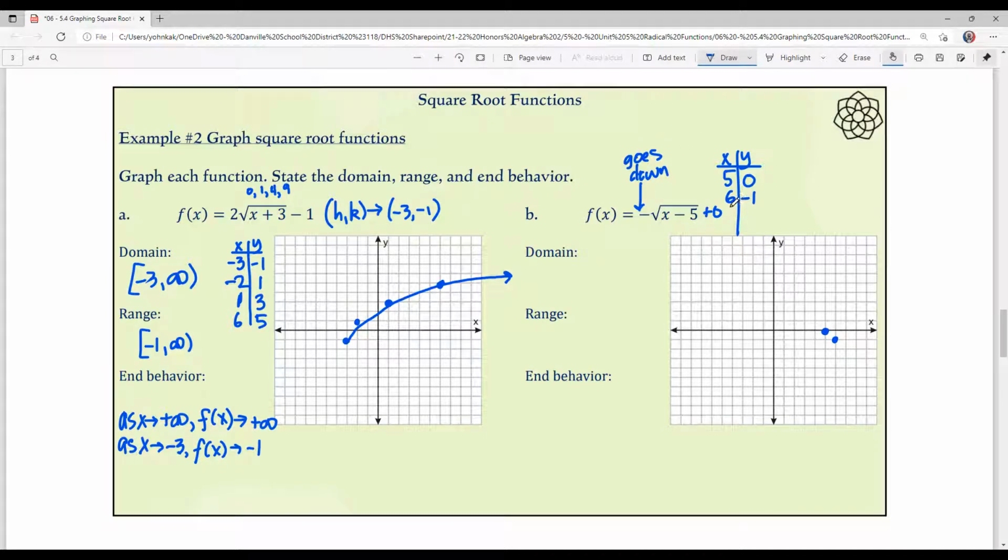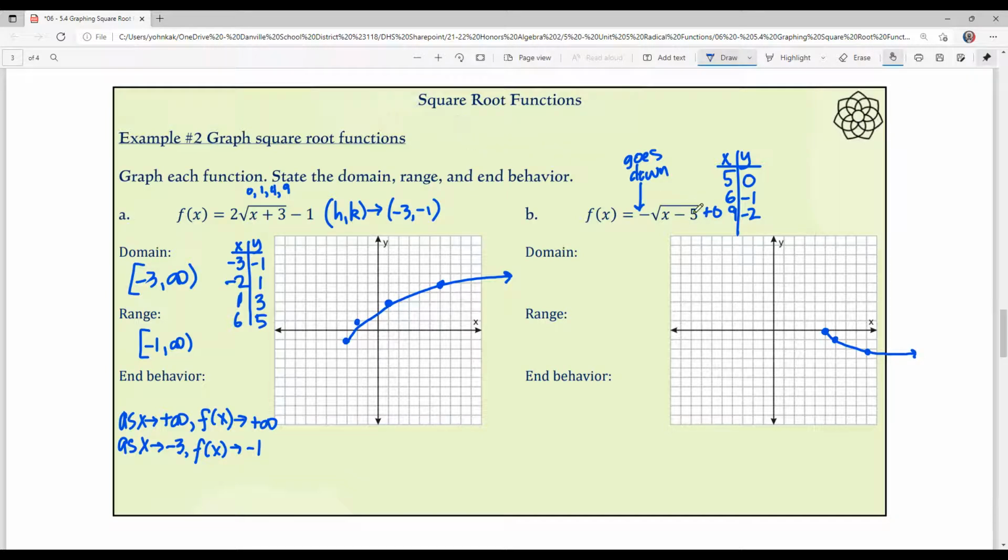Then if I plug in 7, 7 minus 5 is 2. If I plug in 8, 8 minus 5 is 3. If I plug in 9, 9 minus 5 is 4. The square root of that is 2. Attach a negative, you get -2. (9, -2). There's going to be my radical function graphed.